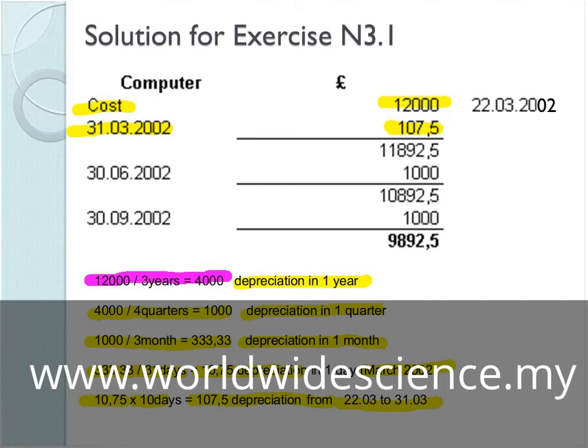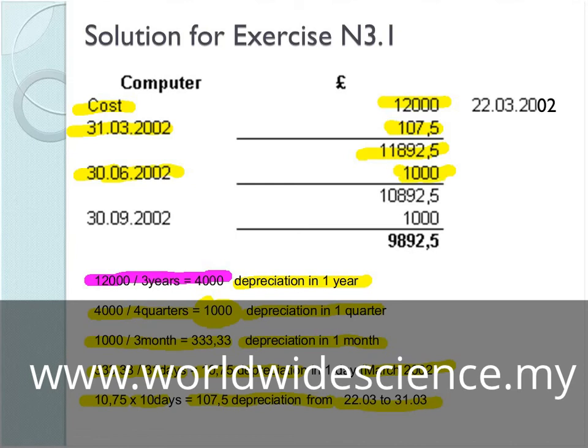So we deduct the 107.5 from 12,000, and we will get 11,892.5, right? Then we will deduct 1,000. Why? Because the 30th of the 6th month is June, right? From March to June we have 3 months. So 1 quarter, which is equal to 3 months, is equal to 1,000 USD depreciation. And we deduct 1,000 from the 11,892.5, right?